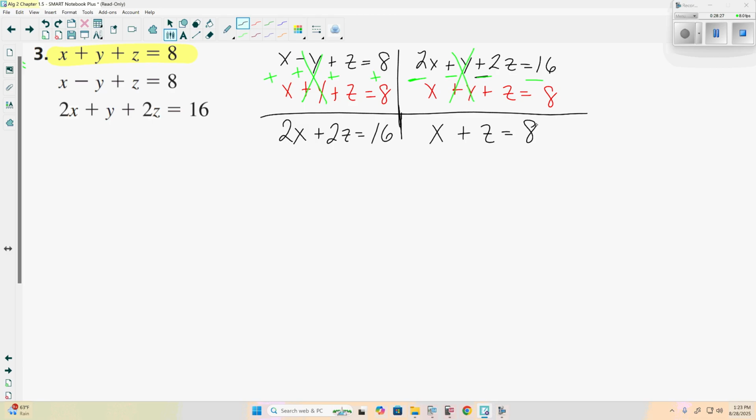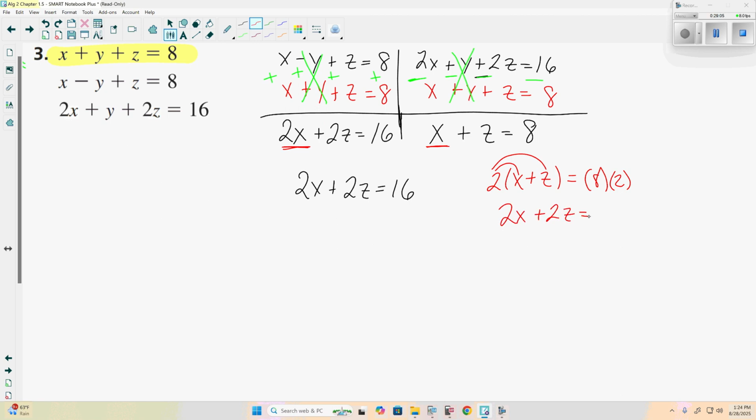So, what do we want to eliminate next, X or Z? Doesn't really matter which. We can do X. So what do I need to multiply this 1X by to get it to be the same as 2X? We multiply by 2. And if we distribute it through here, 2 times X is 2X. 2 times Z is 2Z. 8 times 2 is 16.